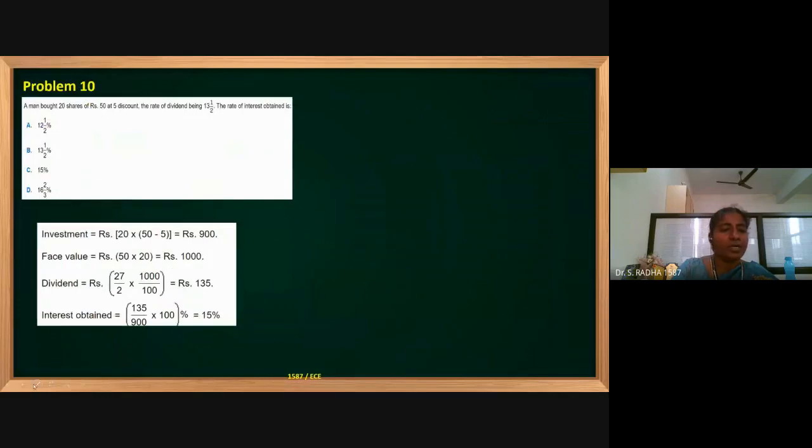A man bought 20 shares of 50 rupees at 5 discount. This 50 rupees is the face value, and from the discount we have to calculate the market value. Market value equals face value minus discount, so 45 is the market value. The rate of dividend is 3 1 by 2.